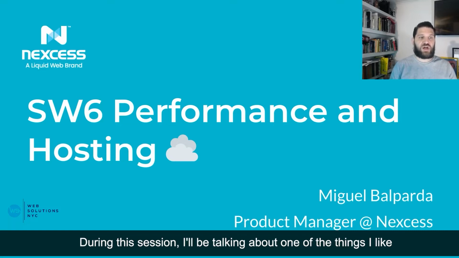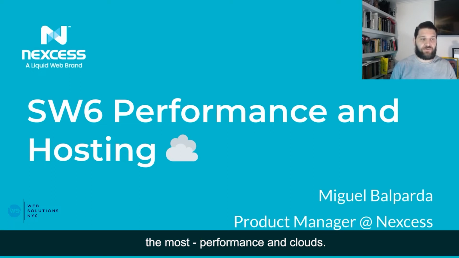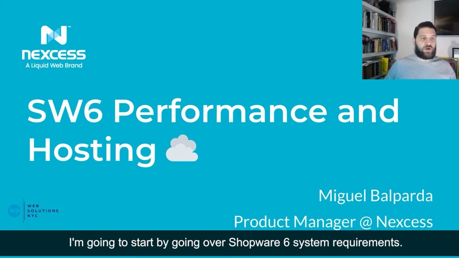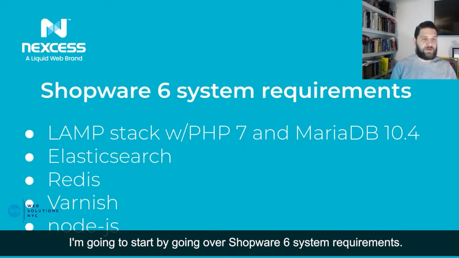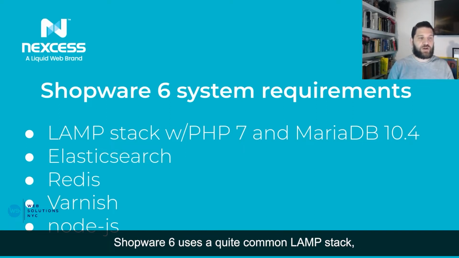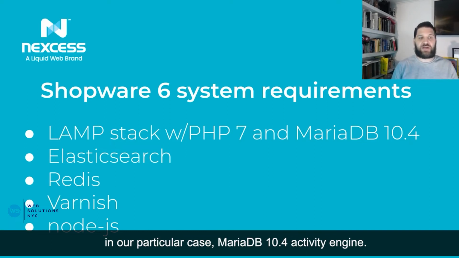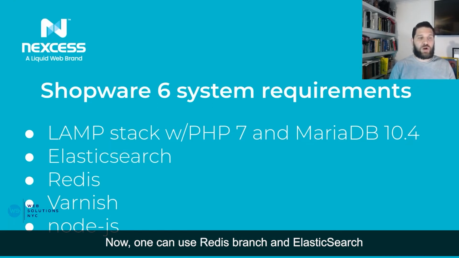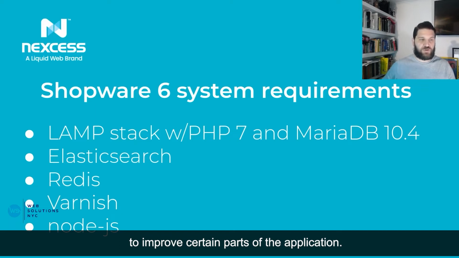During this session, I'll be talking about one of the things I like the most, performance and clouds. I'm going to start by going over Shopware 6 system requirements. Shopware 6 uses a quite common LAMP stack, and in our particular case, MariaDB 10.4 as the DB engine. Now, optionally, one can use Redis, Varnish, and Elasticsearch to improve certain parts of the application.